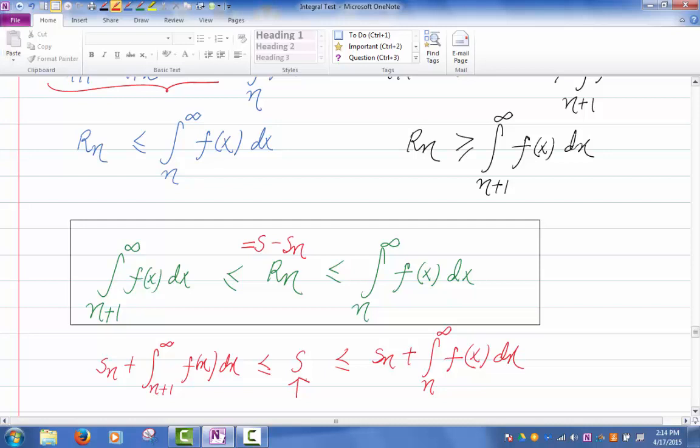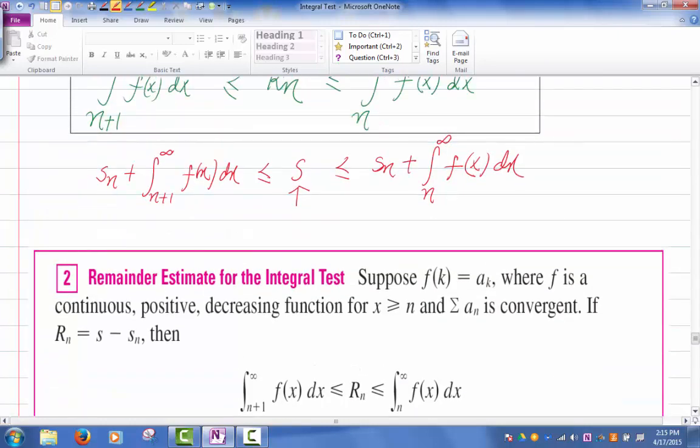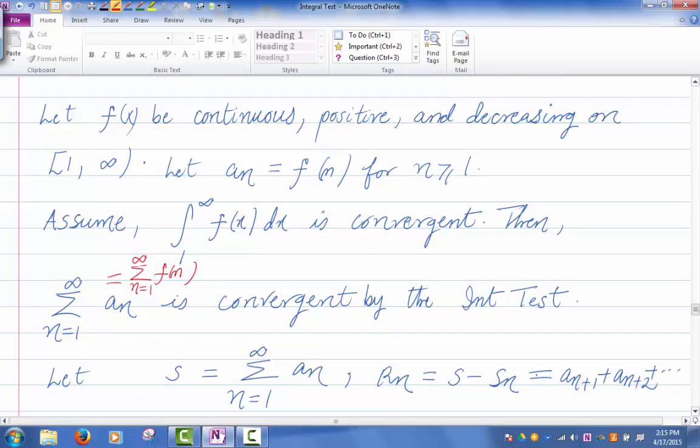Now all this can be done only when what? All this could be done only when, remember what we assumed, my sequence an is given by f of n, f is positive, decreasing, continuous, right? And the integral of f from 1 to infinity is finite. Only then I can come up with those bounds for Rn. Otherwise I can't. Is everybody clear?